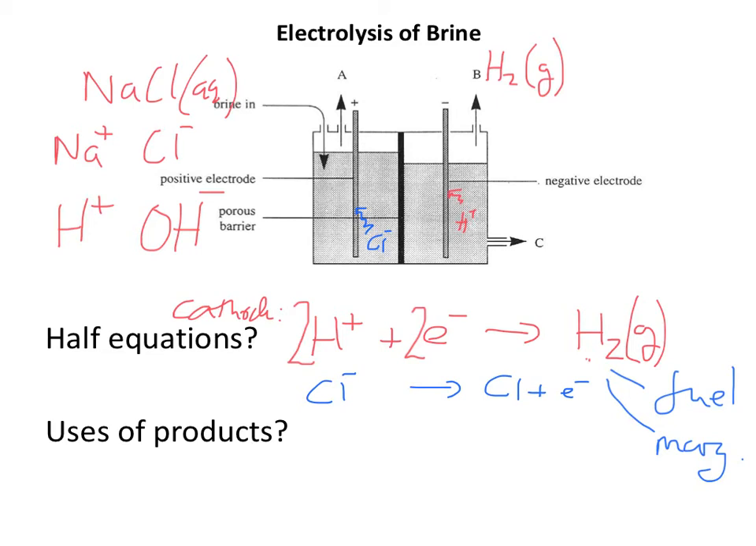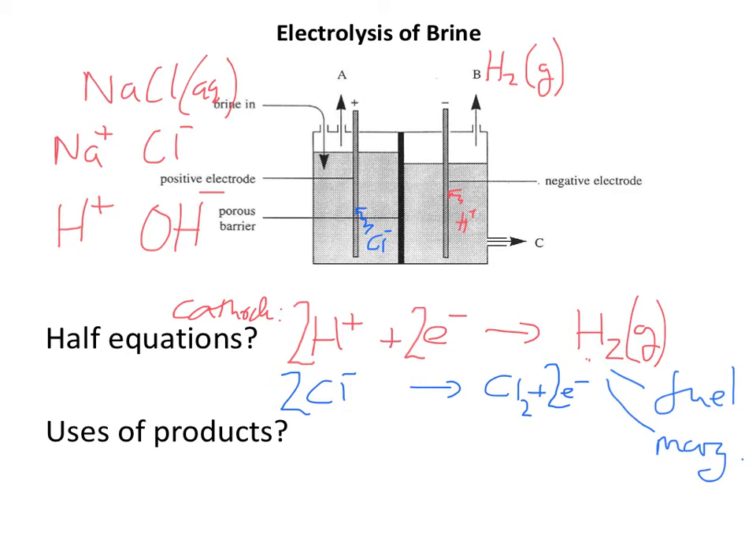Now, chlorine doesn't go round on its own. It's a diatomic gas, so it would be Cl2. So we'd need 2 Cl's over here, and as the left-hand side had 2 negatives, the right-hand side can be balanced if you make 2 negatives there.